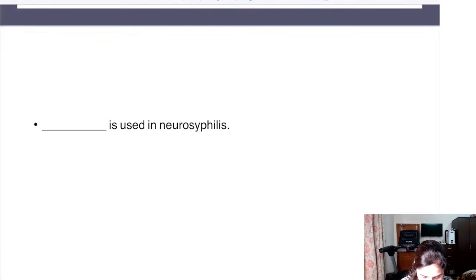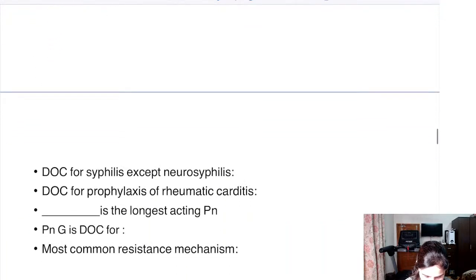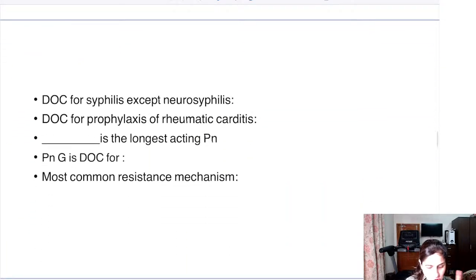Okay. So penicillin G. Penicillin G is used in neurosyphilis because the other, benzathine penicillin, doesn't have good penetration. So again, the important things now to know: the drug of choice for syphilis except neurosyphilis, which penicillin is it?